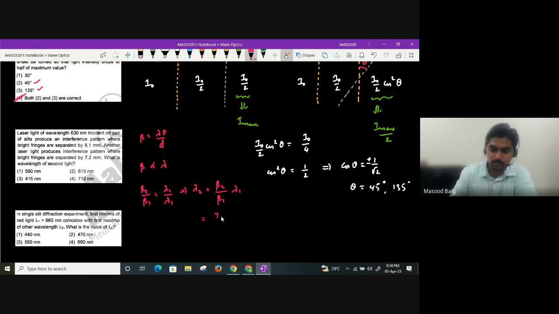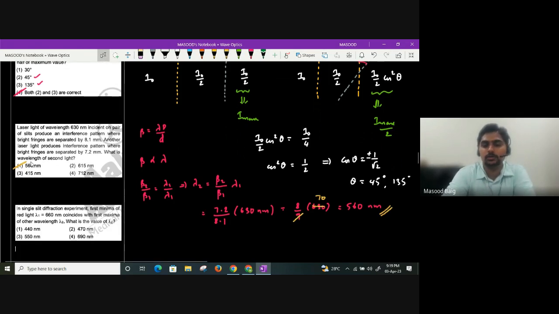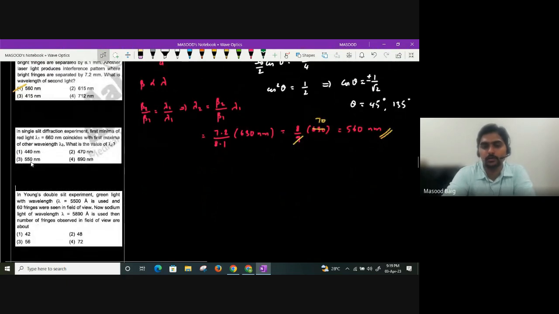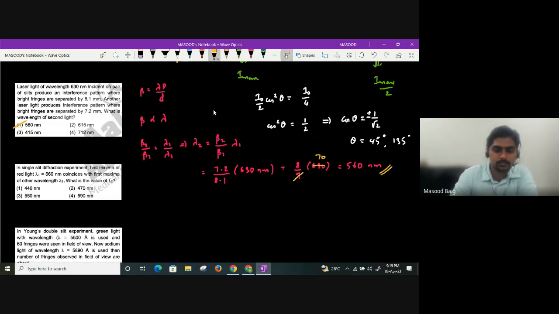What is beta 2? 7.2 mm. What is beta 1? 8.1. What is lambda? 630 nanometer. So can I write it as 8 by 9 times 630? So what will I get? 9 ones are 9, 70 you will get. So 560 nanometer will be our answer. Clear? Fringe width will be directly proportional to wavelength, guys. So beta 1 by beta 2 can be written as lambda 1 divided by lambda 2. Understood?